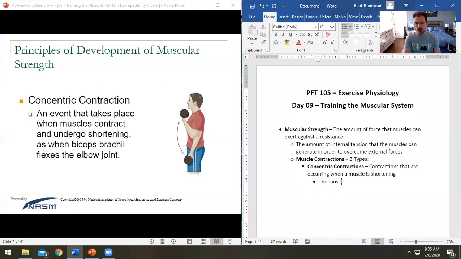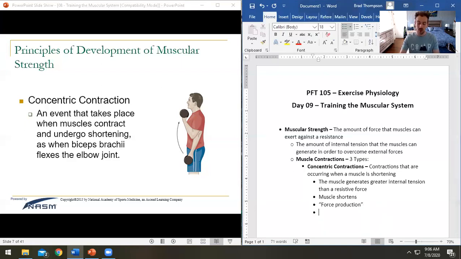So the muscle generates greater internal tension than a resistive force, right? So your muscle shortens, right? Or we can think of this as like force production, right? Like when your muscle is generating force, that's a concentric contraction.